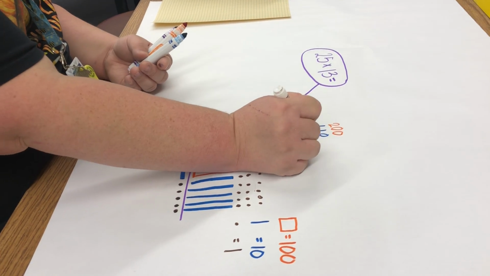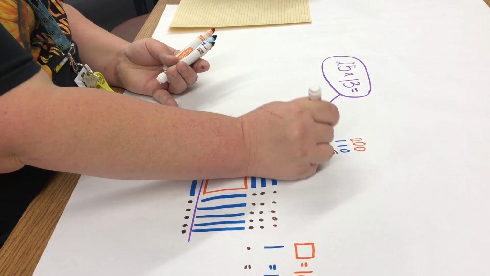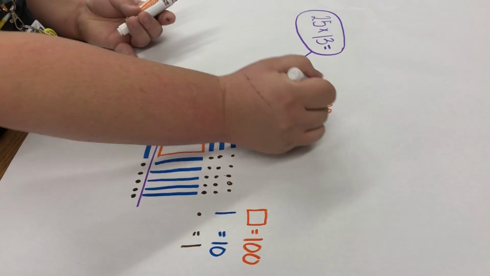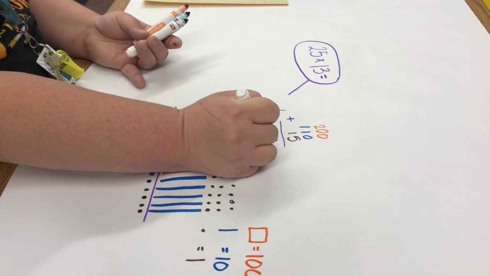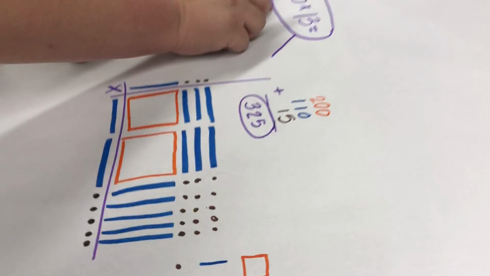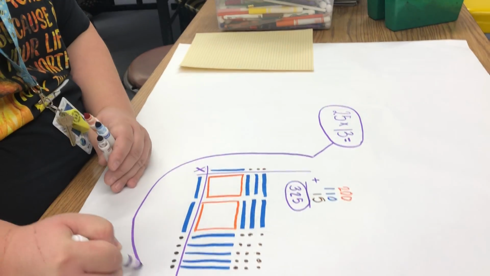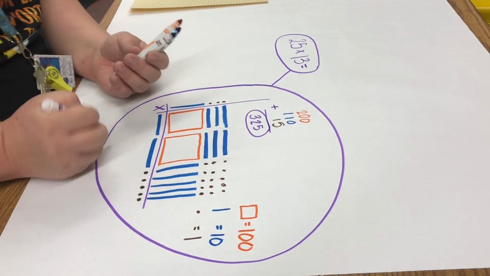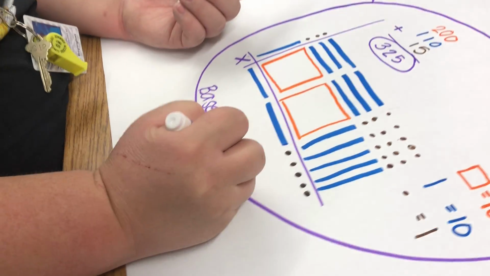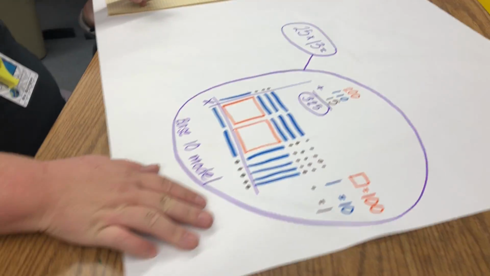And we got to add up all of those partial products. 0 plus 0 is 0, plus 5 is 5. 0 plus 1 is 1, 1 plus 1 is 2. 2 plus 1 is 3. So my answer to this equation problem is 325. Now I'm going to take my marker and I'm going to circle this and I'm going to label it the base 10 model. Good job. Now we're going to do another one.